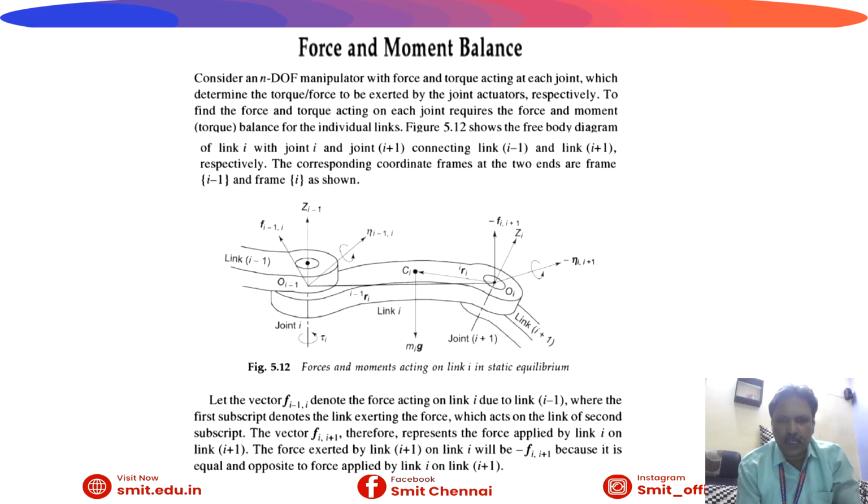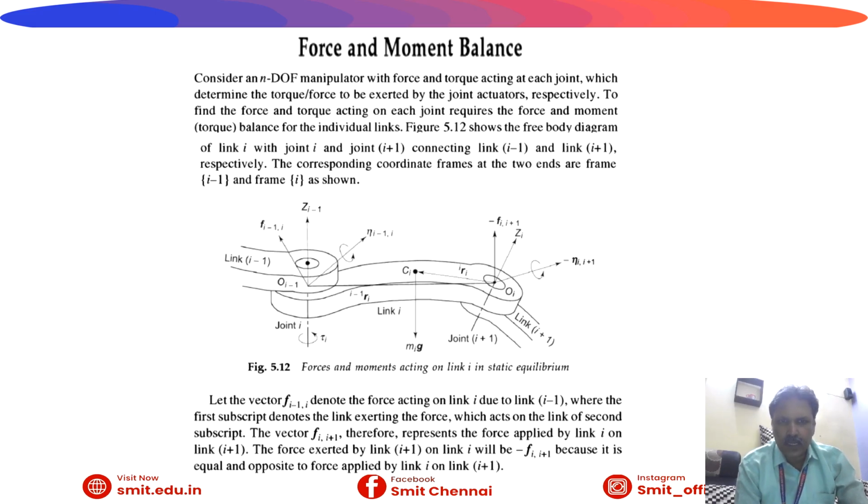Here is one diagram given for showing various links and movements, and what torques and forces are applied over there. Here we can clearly see in the middle part the link named link i, and the previous link interconnected with link i is link i minus 1. That is transmitted to the next link, called link i plus 1.